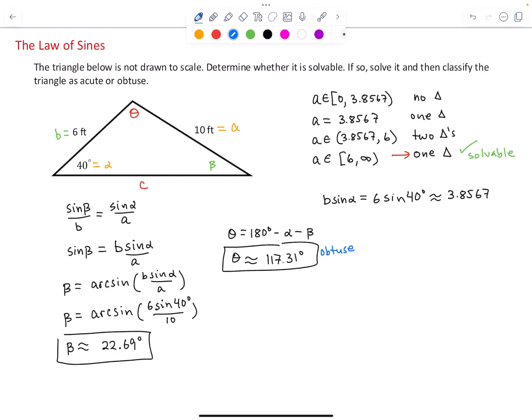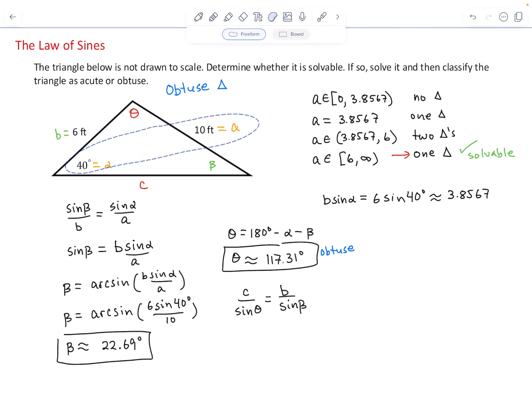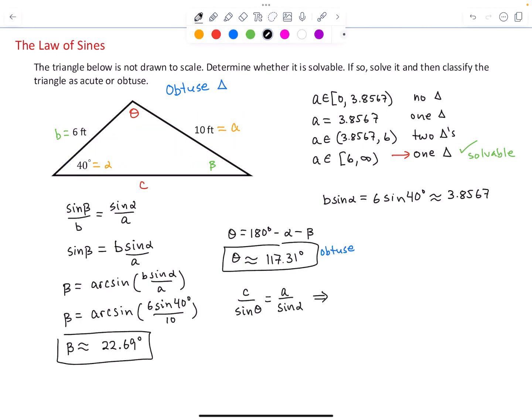So this triangle is an obtuse triangle. And lastly, I need to find the length c. So since I'm looking for c, I'll put that in the numerator. And using the law of sines, we divide it by sine of theta. And this should be equal to either a over sine alpha, or I can use b over sine beta. But I'm going to use the a and alpha combination because those numbers are easier. So this gives me that c is equal to a sine theta divided by sine alpha.